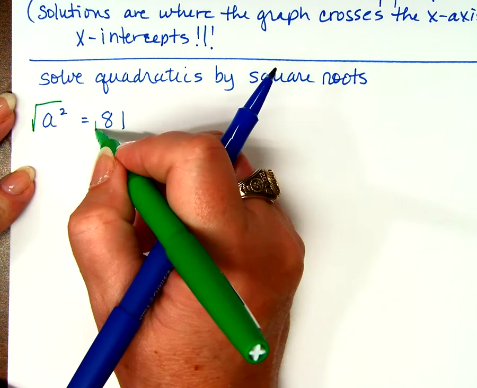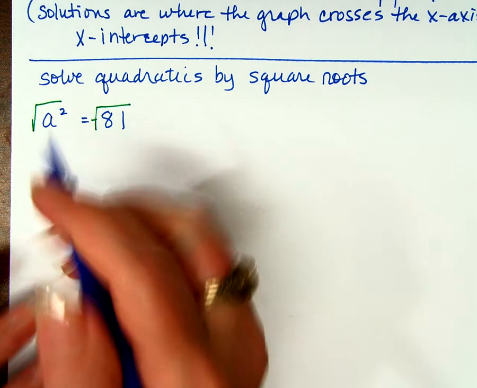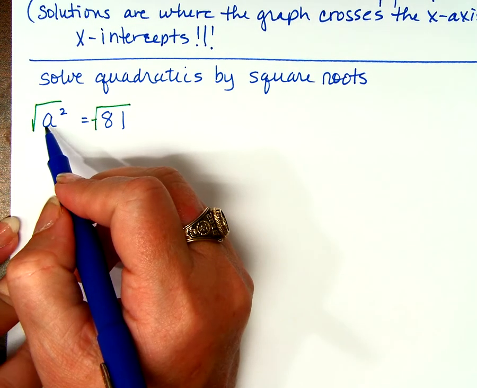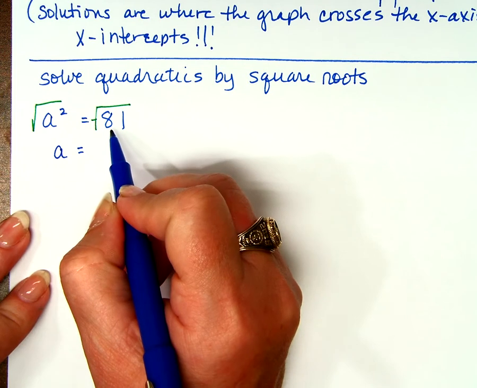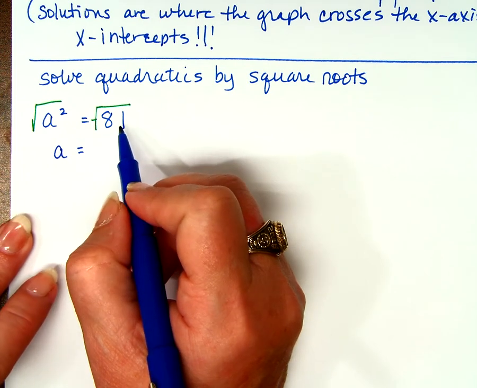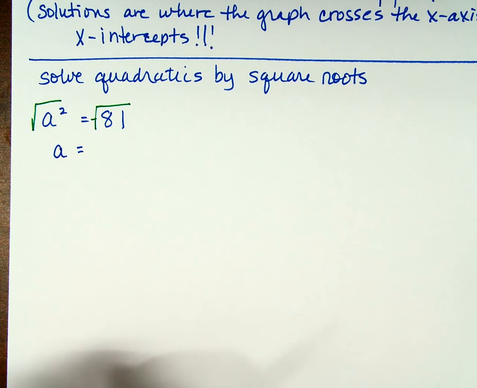Okay? Now, please don't allow yourself to be tricked on the question I'm about to ask you, okay? What do you get when you take the square root of a squared? What do you get when you take the square root of 81? Okay, that's what I was afraid you were going to say. I was afraid you were going to say 9.